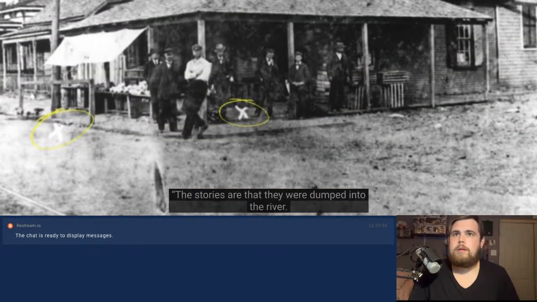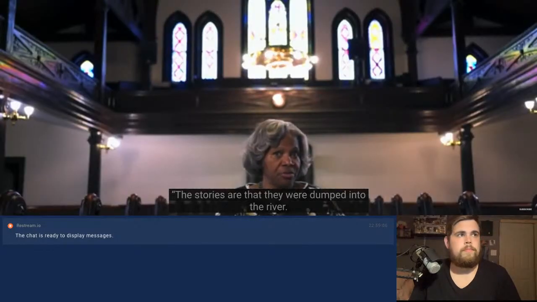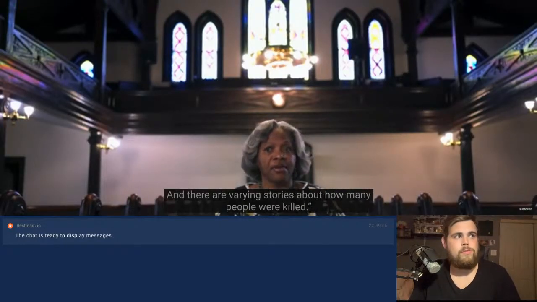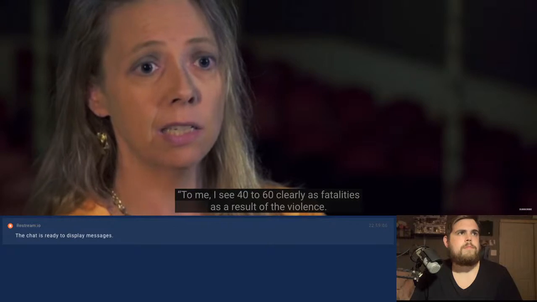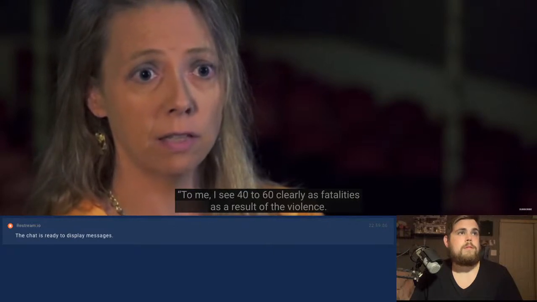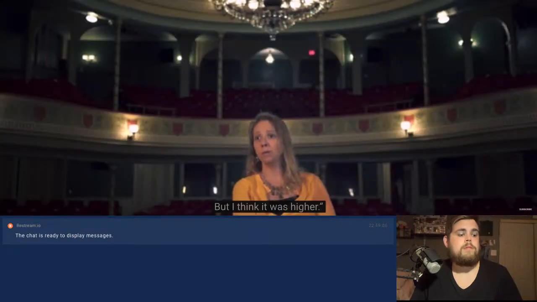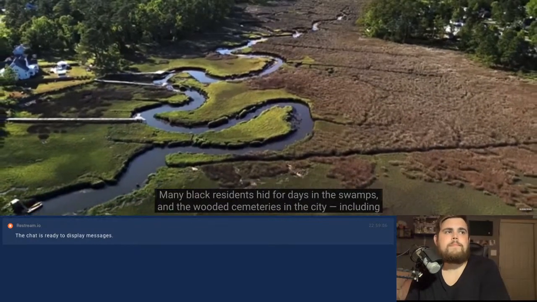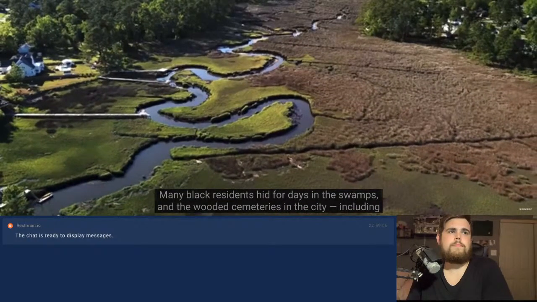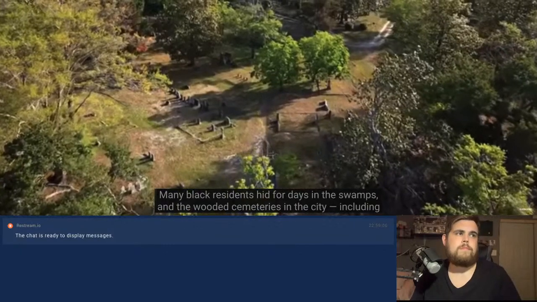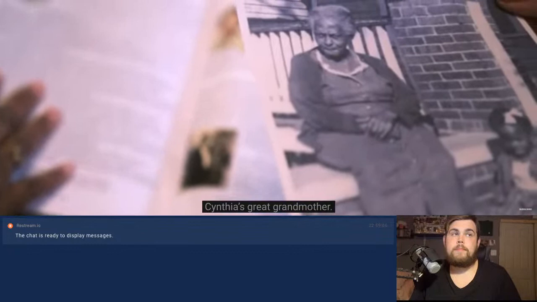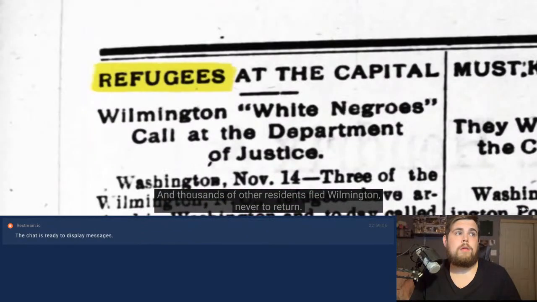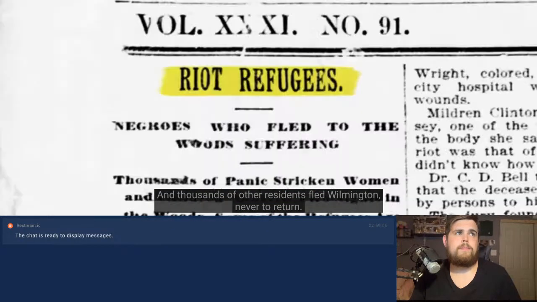The stories are that they were dumped into the river, and there are varying stories about how many people were killed. I see 40 to 60 clearly as fatalities as a result of the violence, but I think it was higher. Many black residents hid for days in the swamps and the wooded cemeteries in the city, including Cynthia's great-grandmother. And thousands of other residents fled Wilmington, never to return.